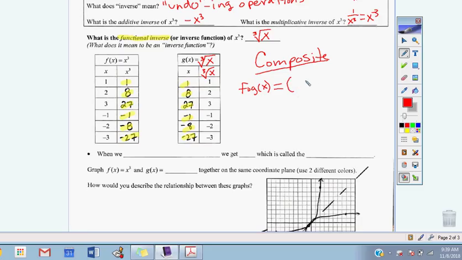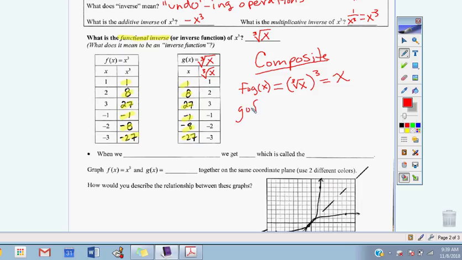So I'm going to take x cubed and replace it with this one. I'm going to put the cube root of x in here and cube it. Well, what happens? One undoes the other, and what do we get out? We get x out.